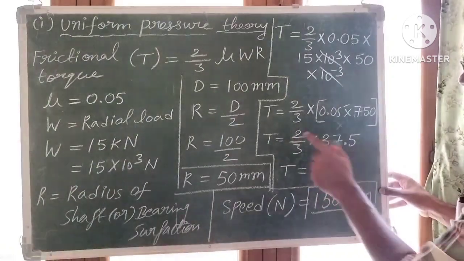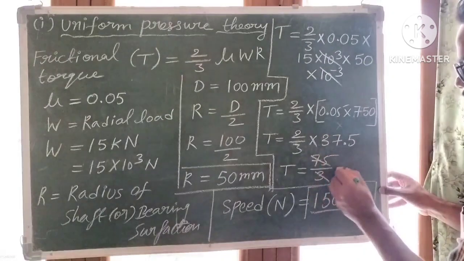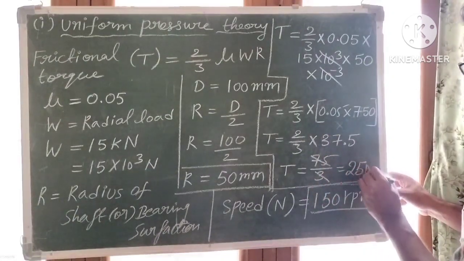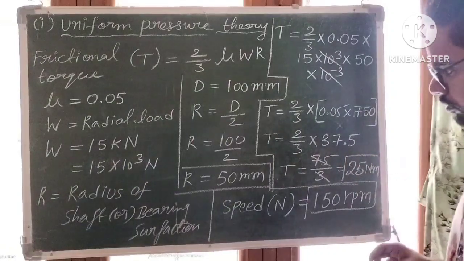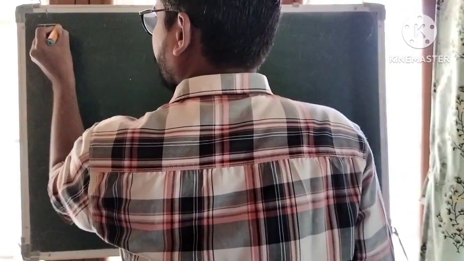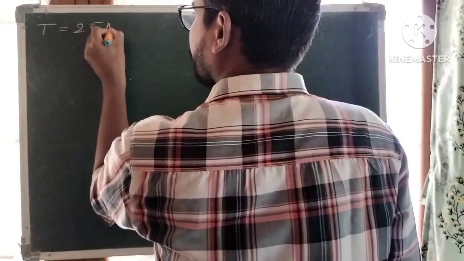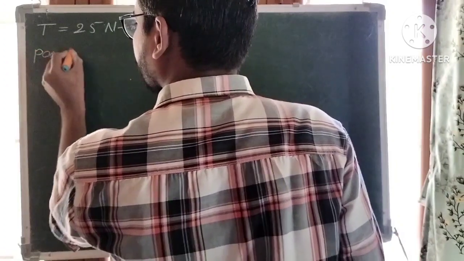2 into 37.5, how much? 75/3. So 3 twos are 6, 3 fives are 15, that is 25 Newton meter. So the frictional torque T is equal to 25 Newton meters. Now we need the power lost in friction.